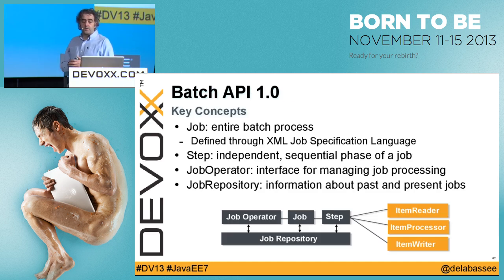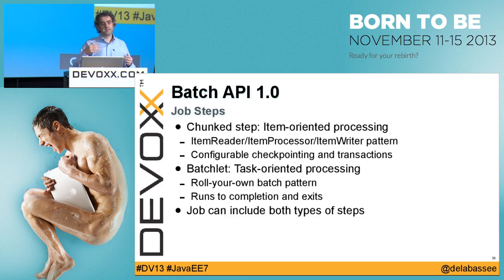So a few concepts. We have a job. A job is made of steps. A job needs at least one step. A job without a step is useless. We have a job operator and a job repository. So the job repository is basically a metadata store. The specification doesn't say how it should be stored, but that's more an implementation concern. And we have a job operator, which allows you to control your job. So start a job, get metrics on the jobs, and so on. So it's really an API.